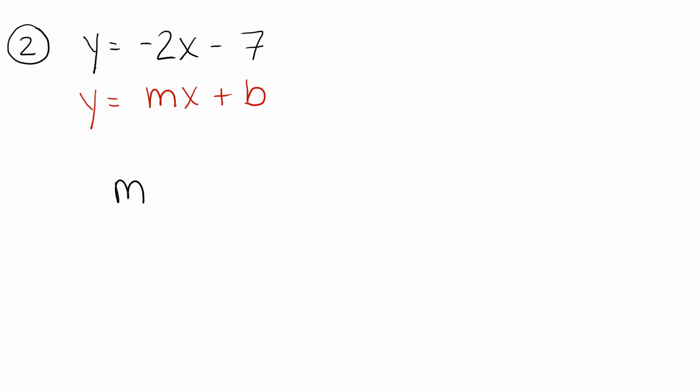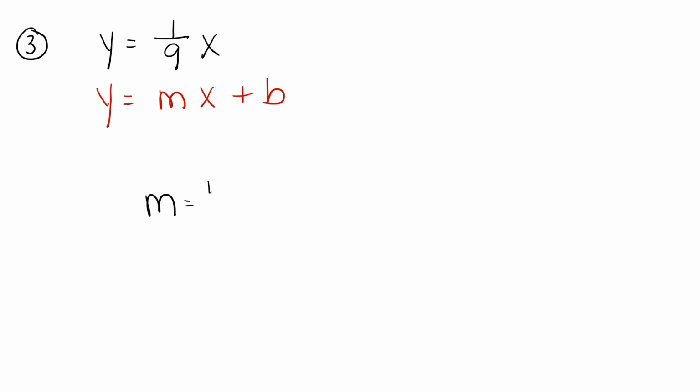For number two, you're given the equation y equals negative 2x minus 7, and you're asked to identify the rate of change and initial value. Again, we're referencing slope-intercept form y equals mx plus b. The rate of change, m, is our mx, so that would be our negative 2. Our initial value is the plus b at the end. We don't have a plus, we have a minus. It's a minus 7, so we count that as a negative 7.